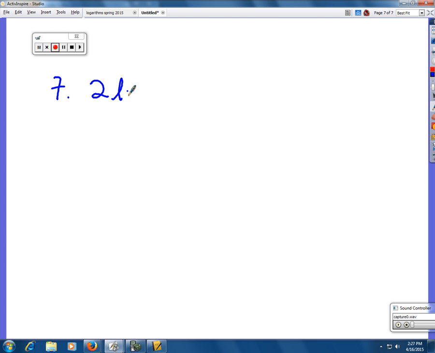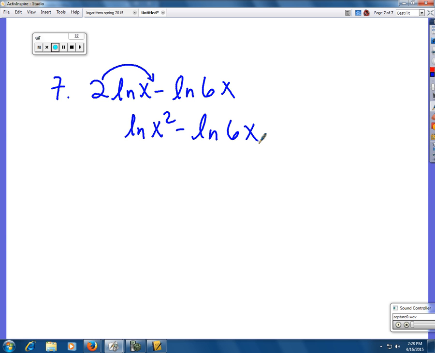Two natural log of x minus natural log of 6x, and you're supposed to condense. To condense this, you need to use the power property and the quotient property. So remember, this becomes the power, so I have natural log of x squared minus natural log of 6x. Quotient property, so I do this divided by this, so I have natural log of x squared over 6x.